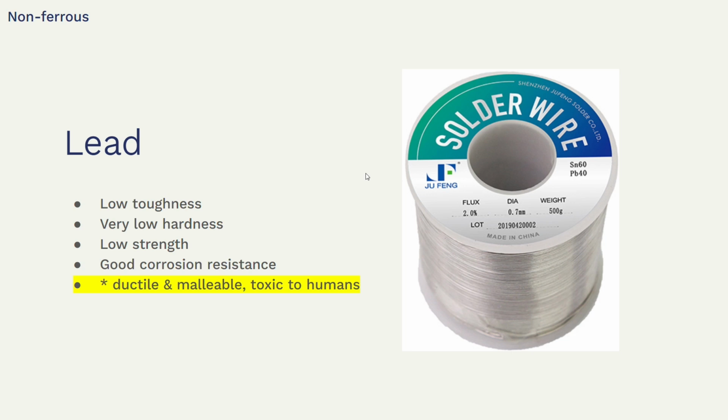Next, we have lead, which has low toughness, very low hardness, it's very soft, and low strength. But it has good corrosion resistance. It is also both ductile and malleable, but is toxic to human beings. As you can imagine, it's not as widely used as it once was. It used to be used in plumbing before they discovered it was toxic and killing people. Lead metal is now used sparingly, and one such use case is in solders, although you probably shouldn't be using lead containing solders.